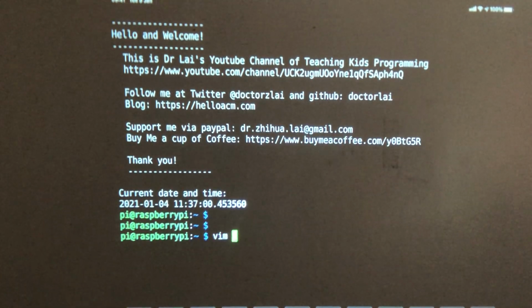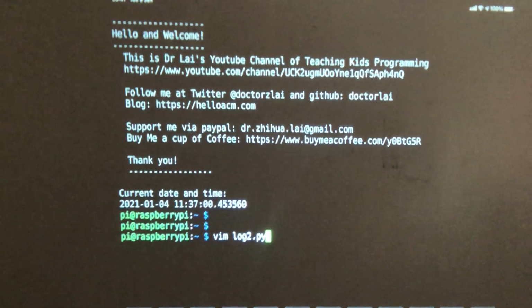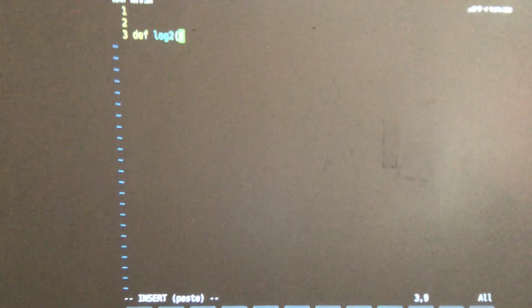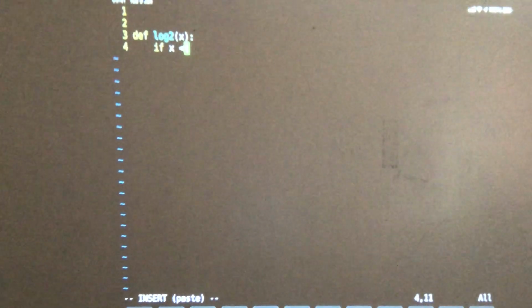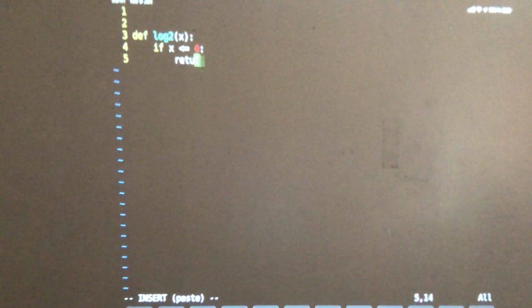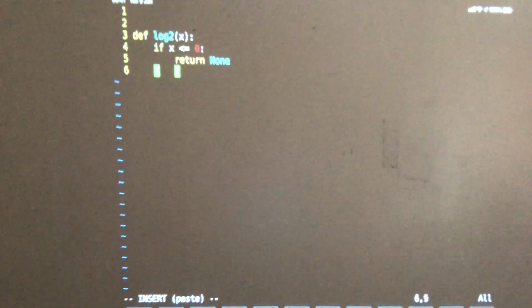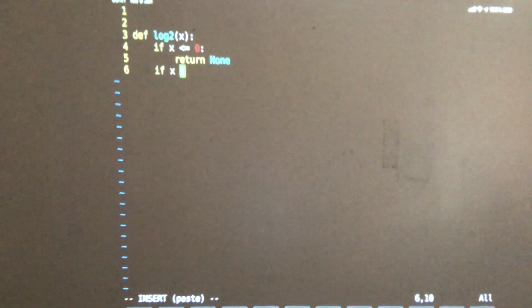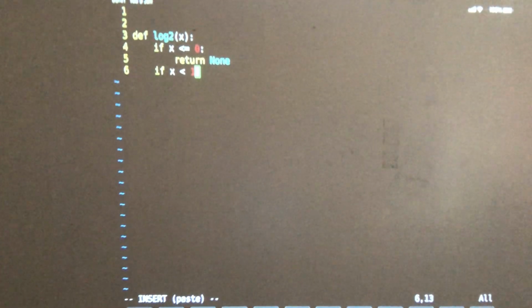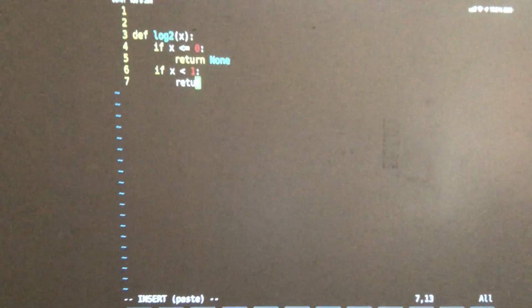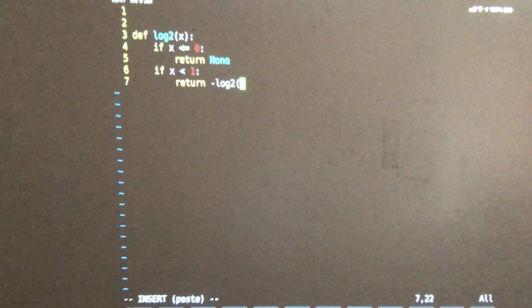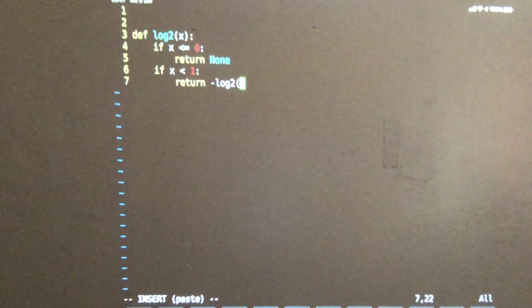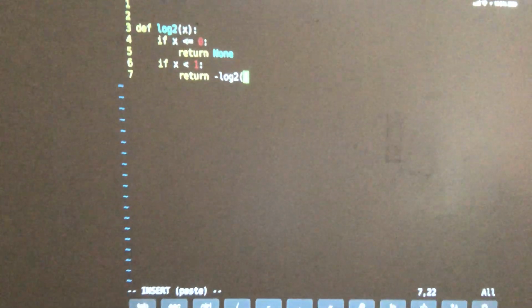Log2.py, okay? Let's do this. Define log2 of x. So look, if x is smaller than or equal to 0, we know there's no such thing, yeah? If x is smaller than 1, we return minus log 2. Look, this is recursively calling, yeah? When it's smaller than 1, we recursively call.